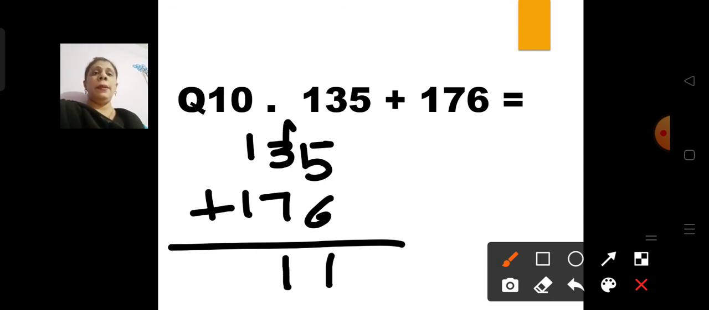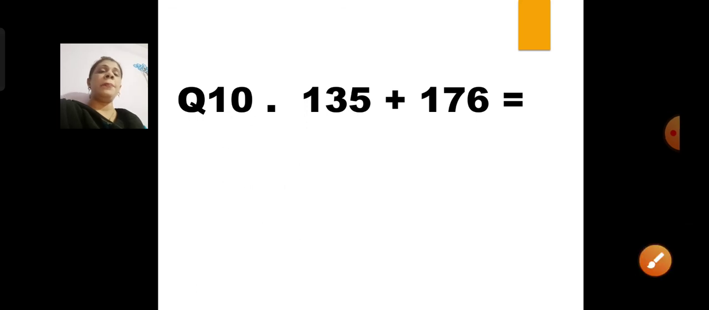So for 11 I will write 1 here and again carry over 1 to the 1 in the hundreds place. 1 plus 1 is 2, 2 plus 1 is 3. So I get my answer 311. So when I add 135 plus 176, I get my answer 311.